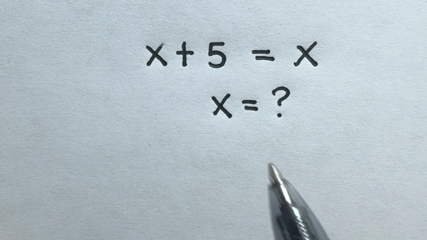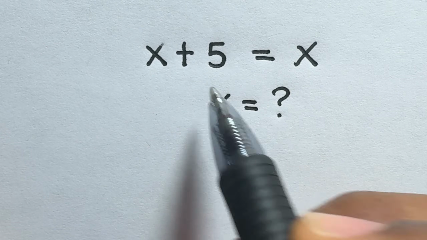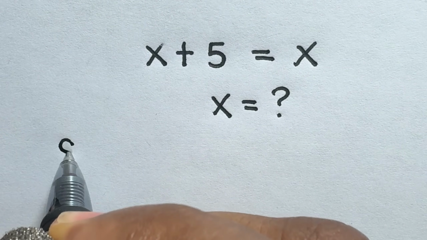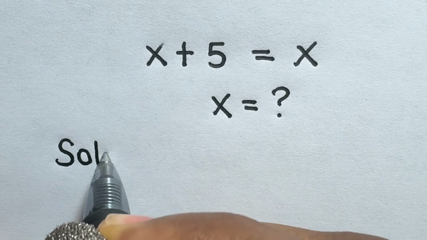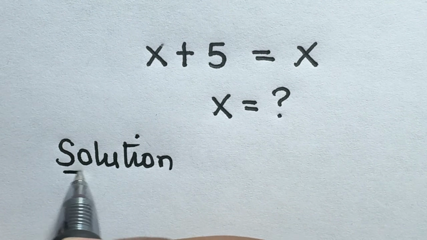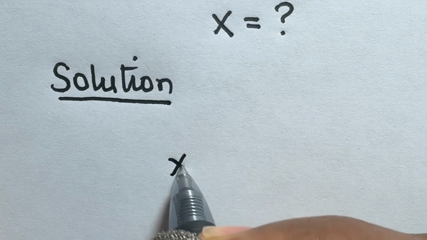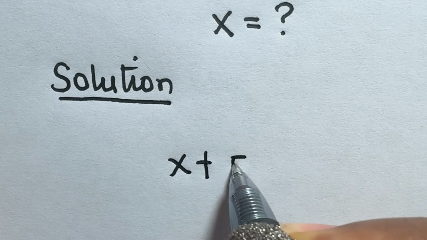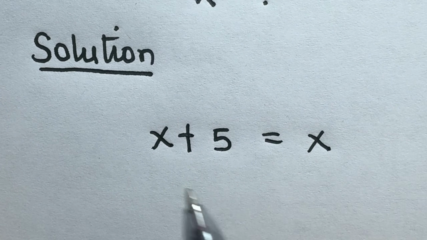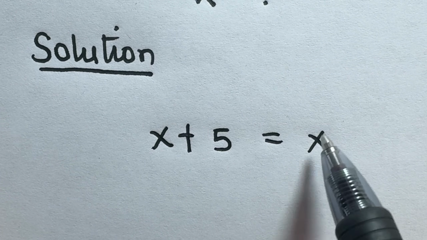In this video, let us make an attempt to solve for x given x plus 5 is equal to x. Well, given x plus 5 is equal to x. Usually, to solve a problem like this, you want to collect like terms.